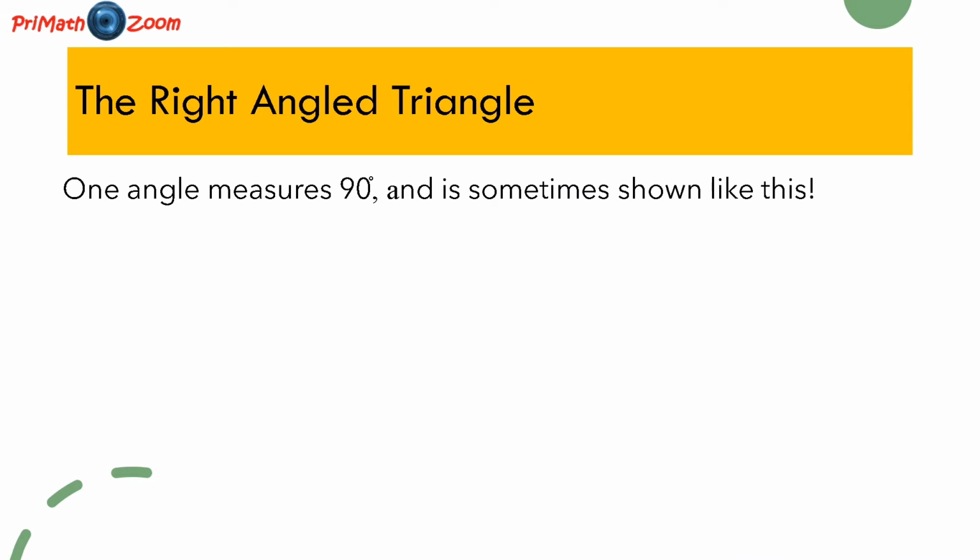What do you know about the right-angled triangle? We know that, yes, one angle measures 90 degrees and is sometimes shown like this. So here is the triangle, and it's sometimes shown with a little square where the 90 degrees is. Right there.